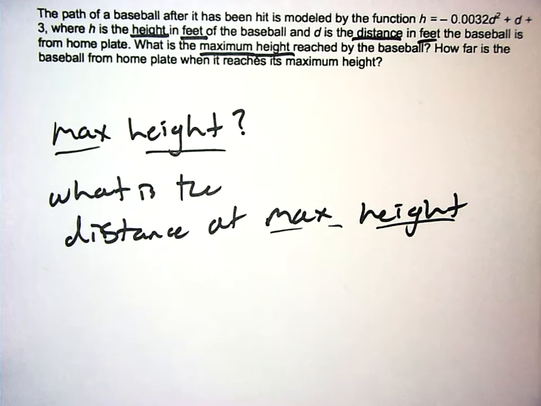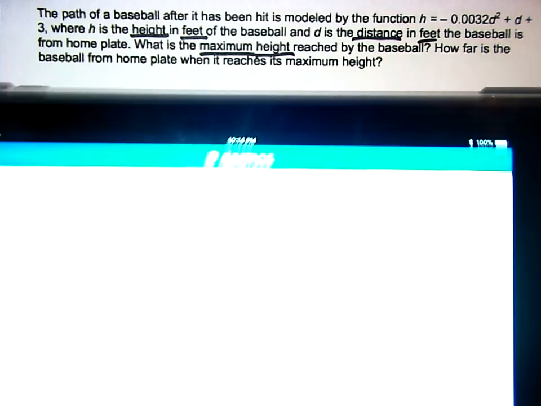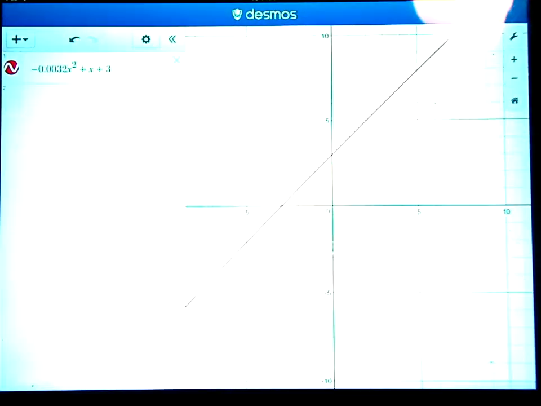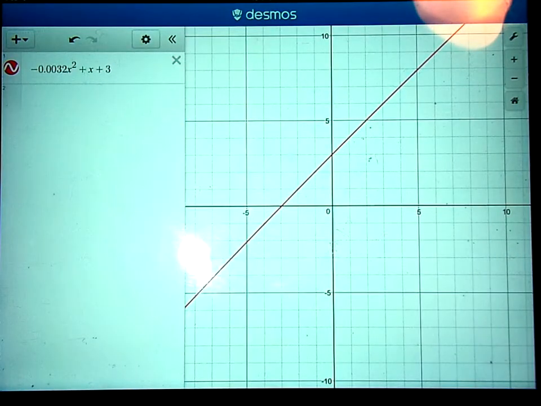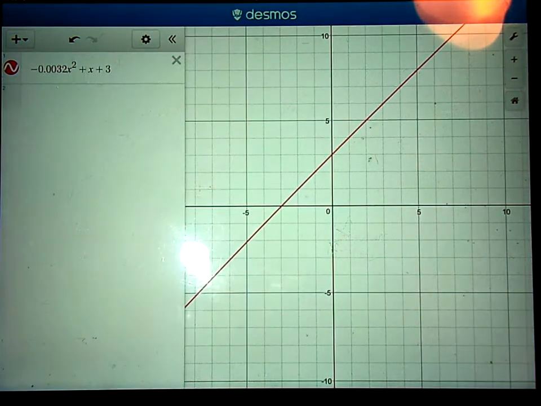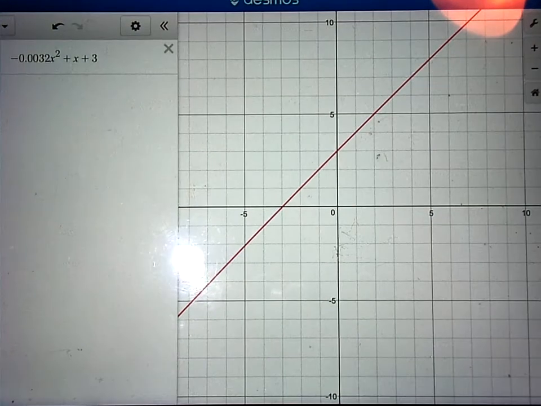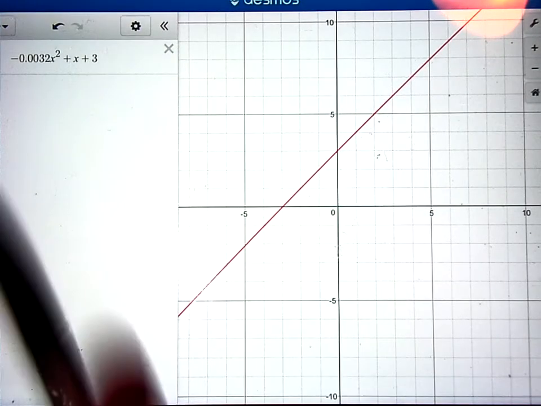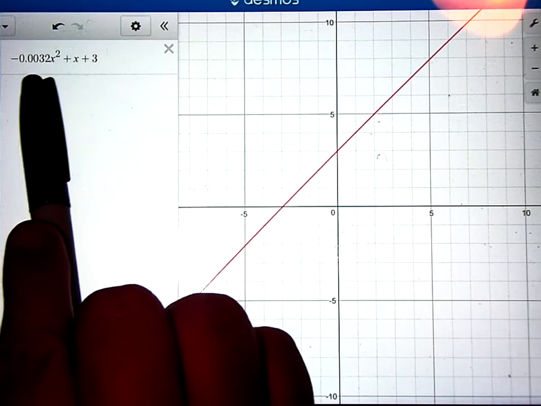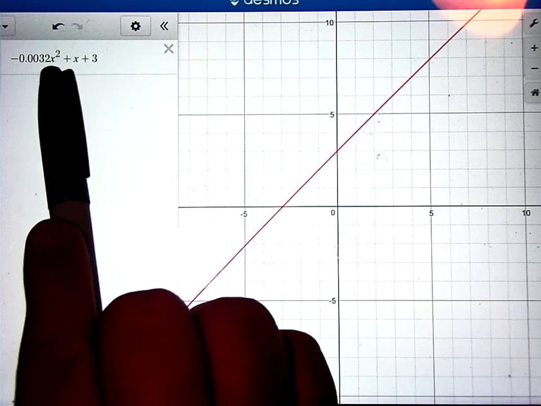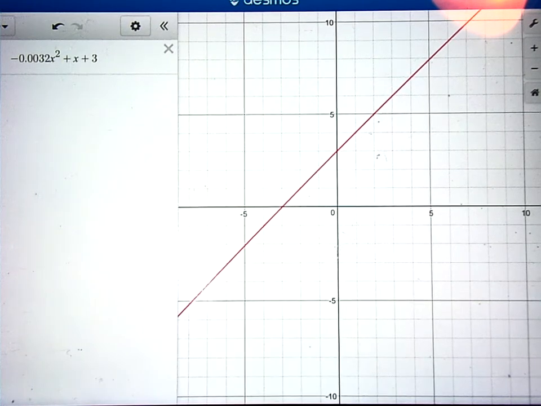So what we're going to do, of course, is graph it because we want to see what this trajectory looks like. And so, of course, I have my handy-dandy Desmos here, and I have graphed this function. You can see up here, negative 0.0032 x squared. What I did was I changed the variables to x, so it would graph.